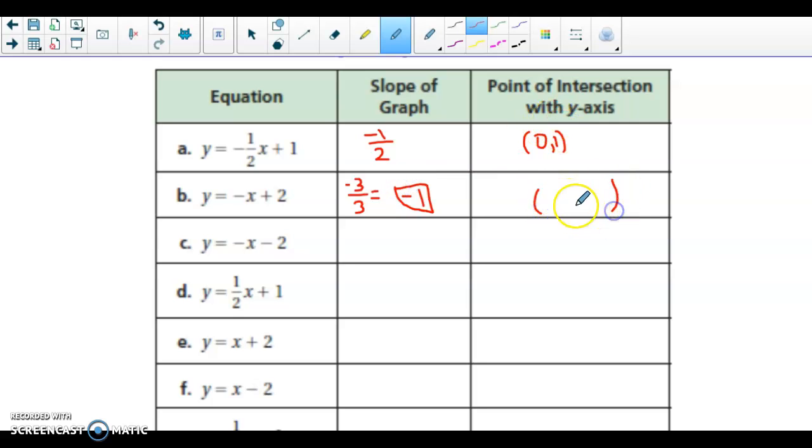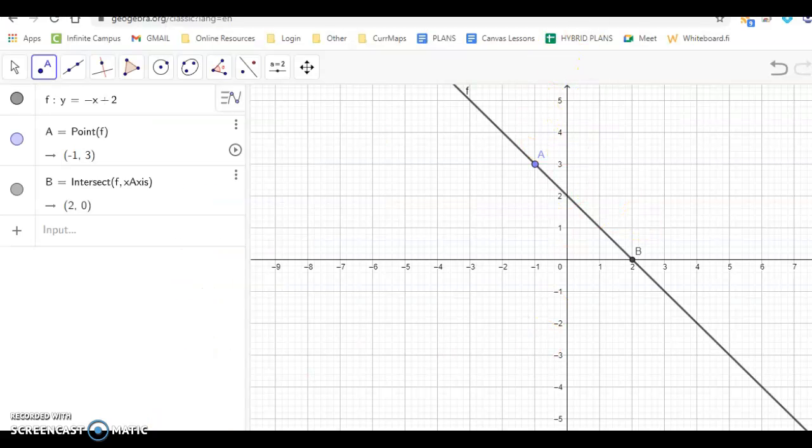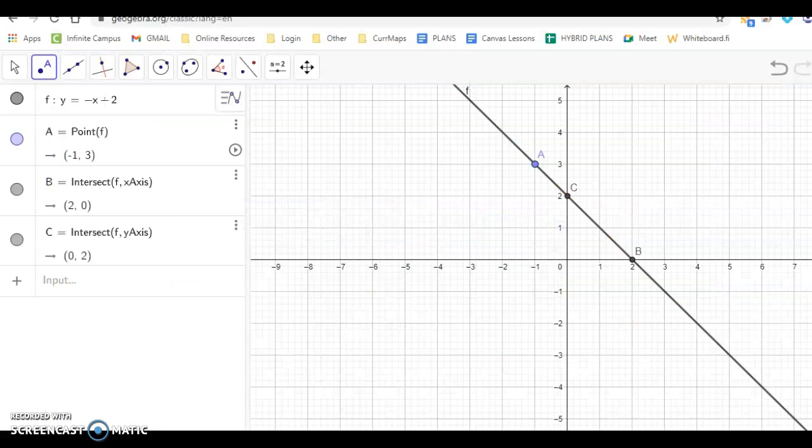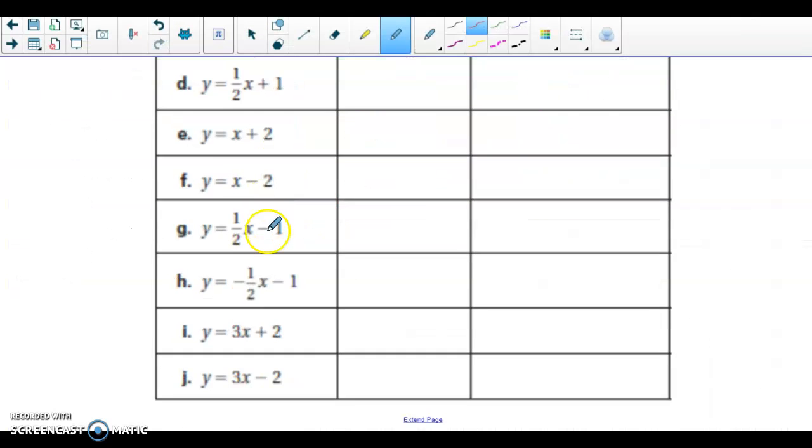Alright, now we got to find our point of intersection with the y-axis. Remember, y-axis goes up and down, starts right there. There's our intersection, and that is over here at (0, 2). Alright, and we've got it. So that's it. We're going to use GeoGebra to help us fill in the rest of this table.